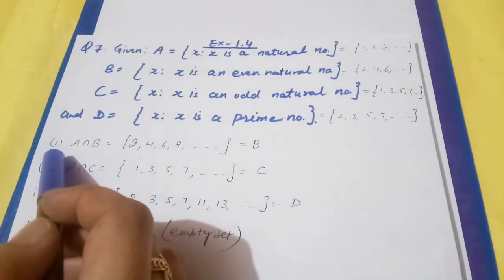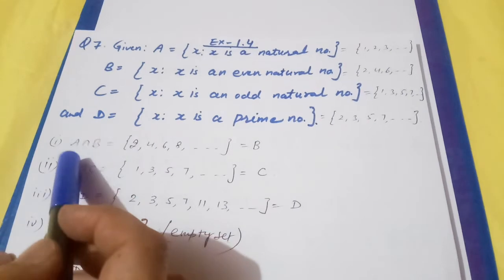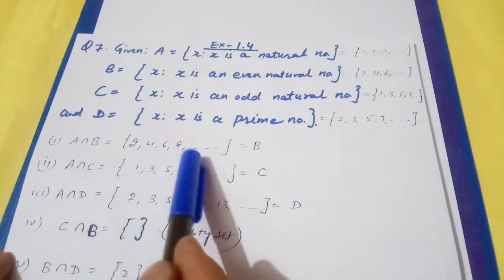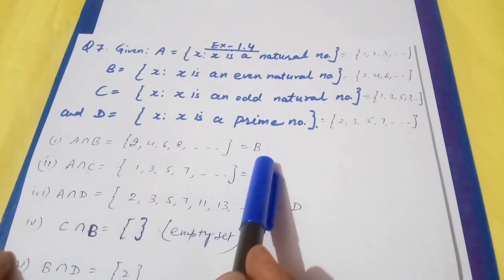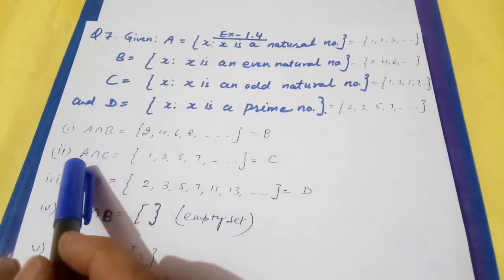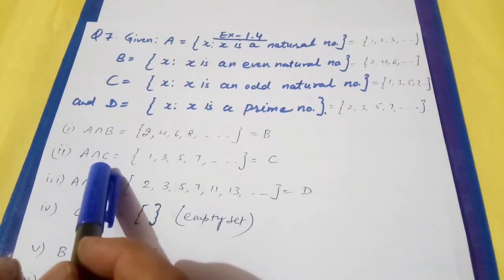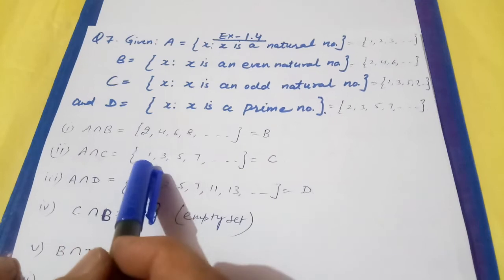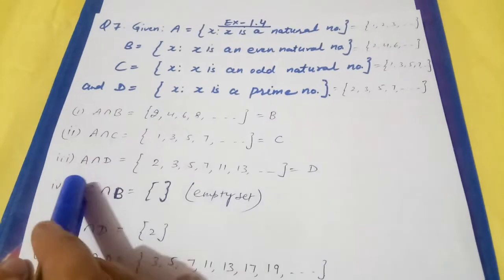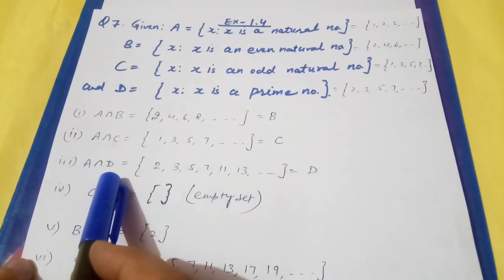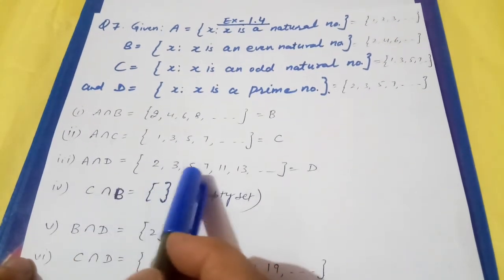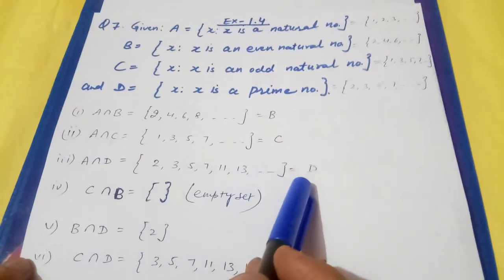Now in the first part we have to take A intersection B. Take the common elements of A and B, and that are even natural numbers, that are 2, 4, 6, 8 and so on, that is equal to B set. In the second part we have to find A intersection C. Now take the common elements of A and C, that are odd natural numbers, that is 1, 3, 5, 7 and so on, which is equal to C set. In third part, A intersection D. Now take the common elements of A and D, that are prime numbers which are 2, 3, 5, 7, 11, 13 and so on, which is equal to D set.